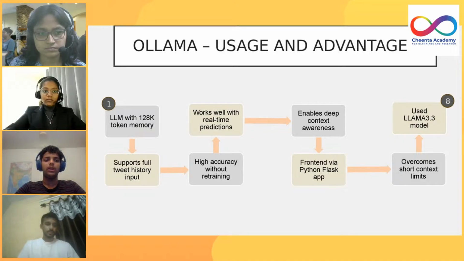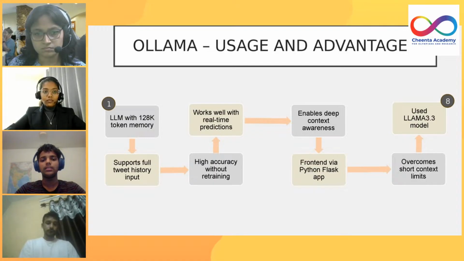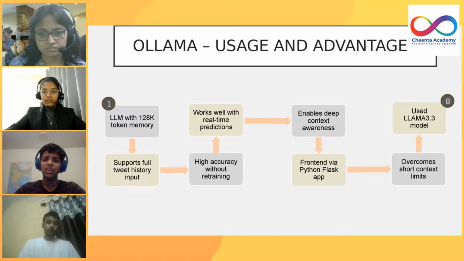So we are using Ollama running on Google Colab for this project. We are running Llama 3.3 as our core model. We are utilizing the 128,000 token context memory for training the model so that it remembers what we give it. It supports full tweet history input. It works well with real time predictions and it has higher accuracy without needing retraining. This use of LLM also increases the context awareness. And we built the front end, which you'll see later, with Python Flask. This solution overcomes short context limits, and we have used the Llama 3.3 model.